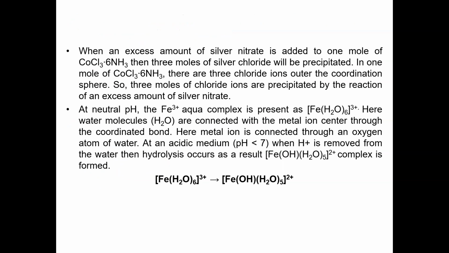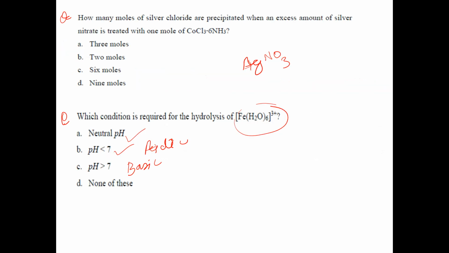Okay, so the explanation for the first one: when an excess amount of silver nitrate is added to 1 mole of this, then 3 moles of silver chloride will be precipitated, because these 3 chloride ions are outside the coordination sphere. Basically, this was the practical experiment that was done by Werner. In 1 mole of this cobalt chloride 6NH3, there are 3 chloride ions outside the coordination sphere. So these 3 moles of chloride ions are precipitated by the reaction of an excess amount of silver nitrate. So 3 moles will be the right answer for this one.